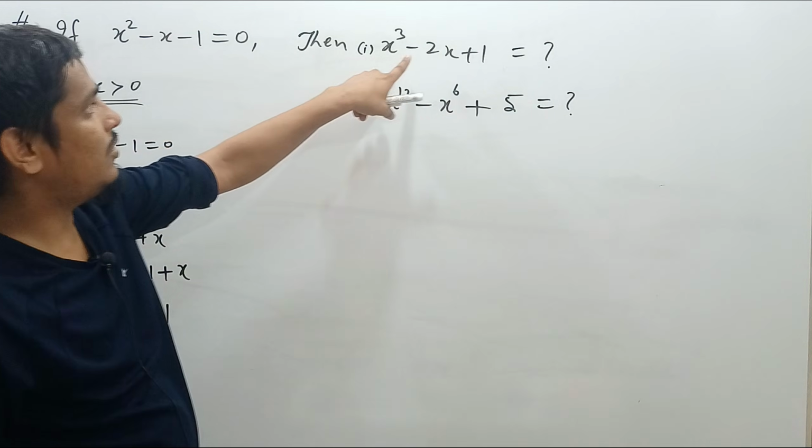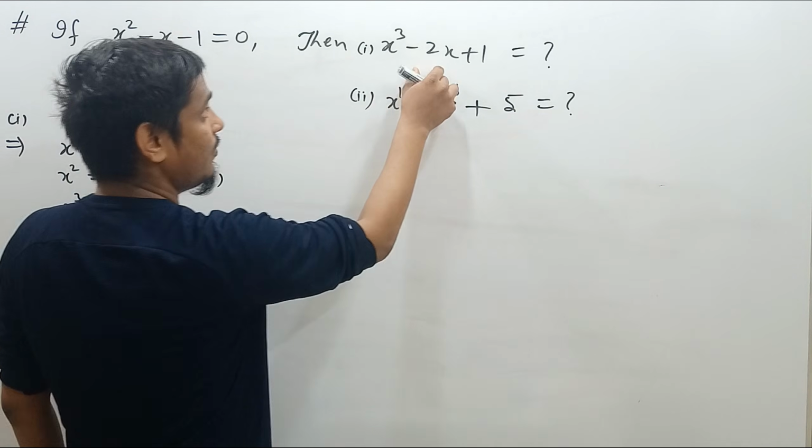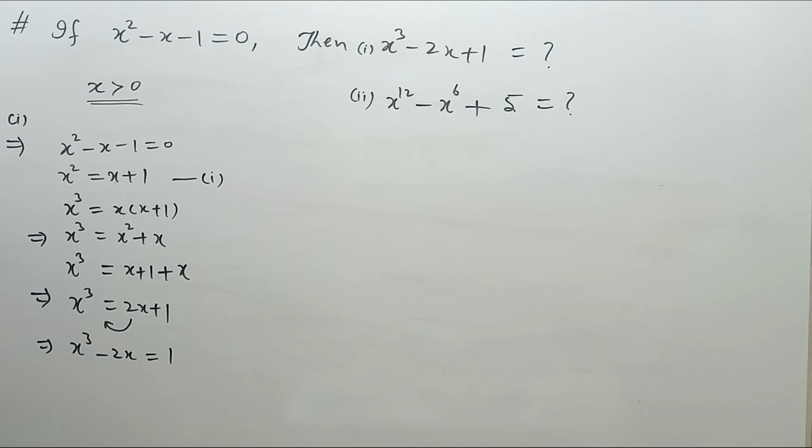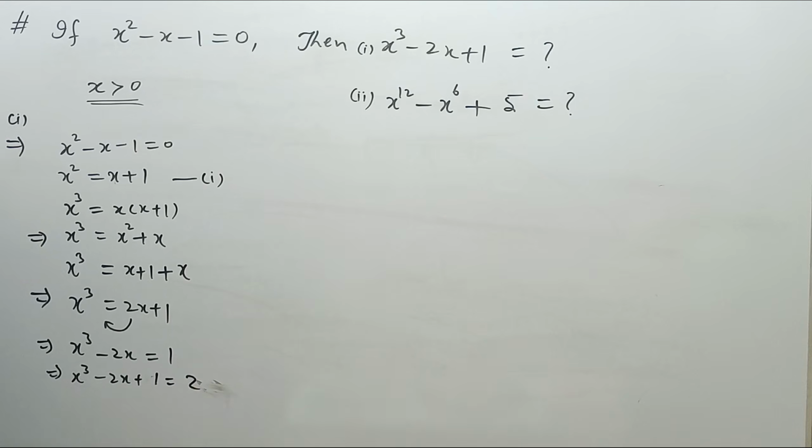Here we need to find x cube minus 2x plus 1. Can we take this 2x to the left by transposition? By doing so, we get x cube minus 2x on the left, and on the right we have 1. But we want the value of x cube minus 2x plus 1, so if we add 1 to both sides, the left side becomes x cube minus 2x plus 1, equal to 1 plus 1, and 1 plus 1 is 2.